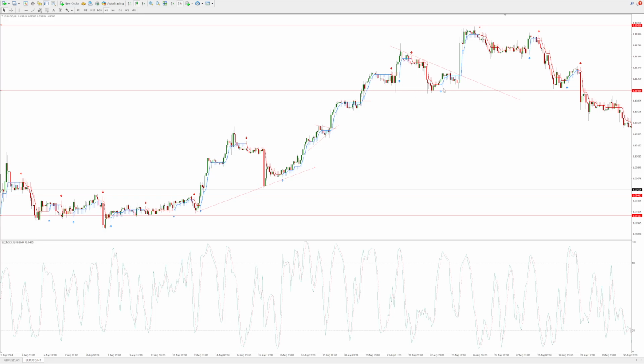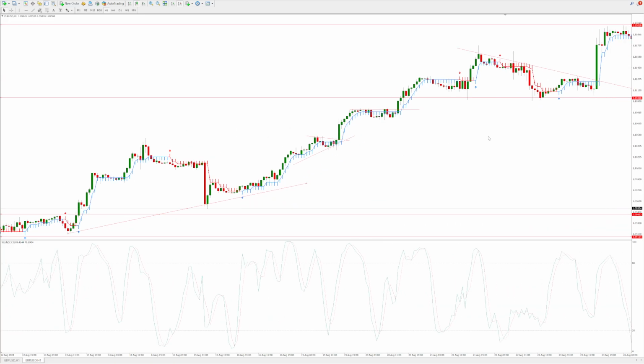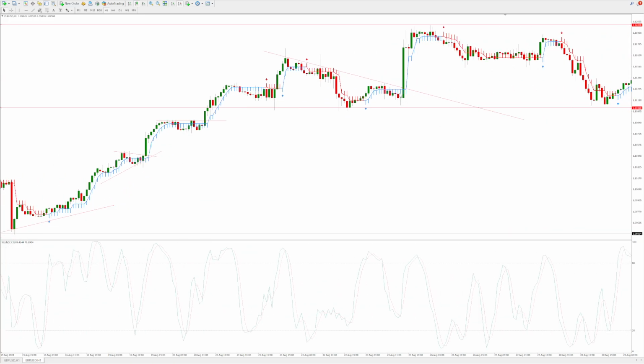Rejected this level, rejected this level again. You have that candle there, which is a nice pin bar or hammer candlestick pattern here that was bullish, and the rest is history from there. That would have been a good trade.